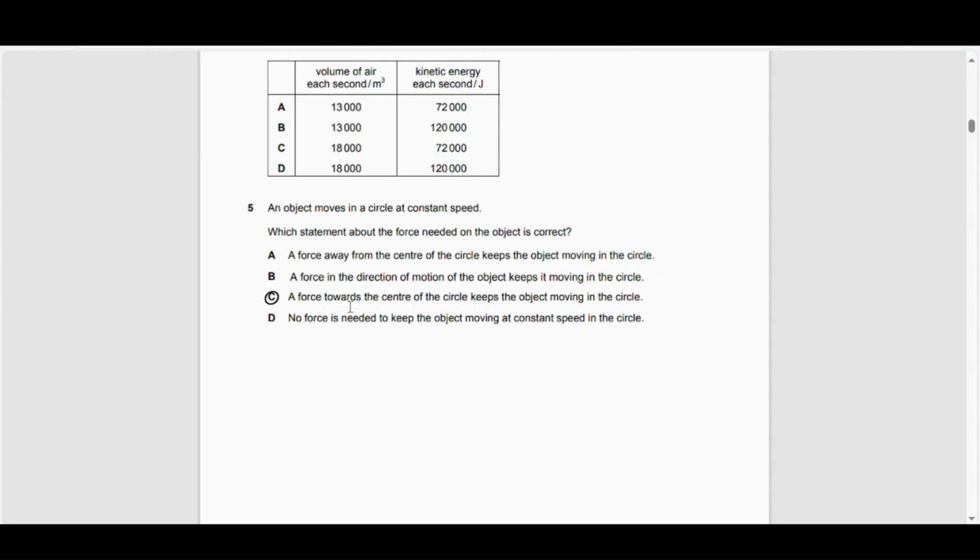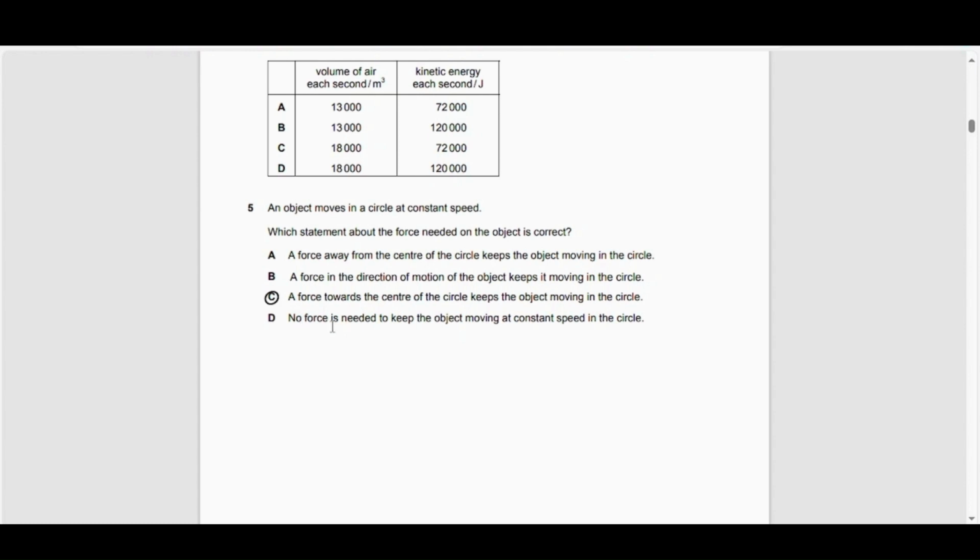The third says a force towards the center of the circle keeps the object moving in the circle. This looks correct, but even if you eliminate some options, it's always good to make sure, because sometimes the options can be fairly similar, so it's always good to make sure that you do cancel out options which may be very similar, and that you don't end up selecting the wrong option.